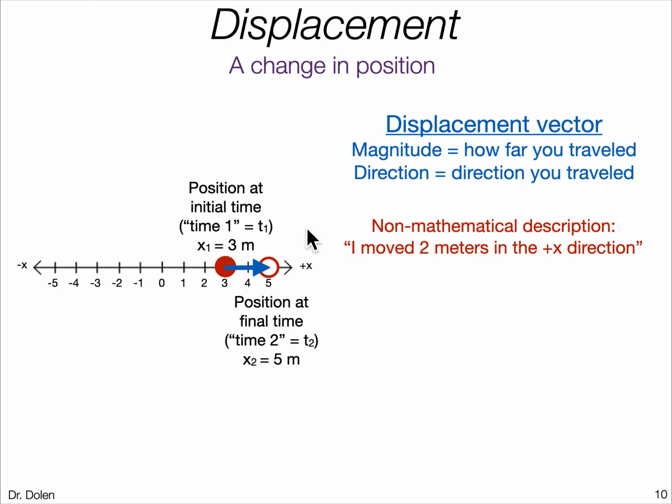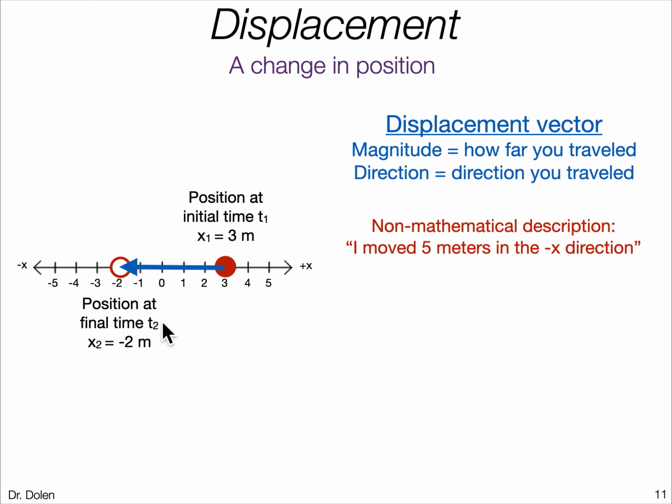So again, the displacement vector magnitude is how far you've traveled. The direction of our displacement vector is the direction you traveled. Here I've drawn in a displacement vector where it has a length of 2 meters and it has a direction in the positive x direction. So that is my displacement vector. And again, non-mathematically, you should be able to say I moved 2 meters in the plus x direction.